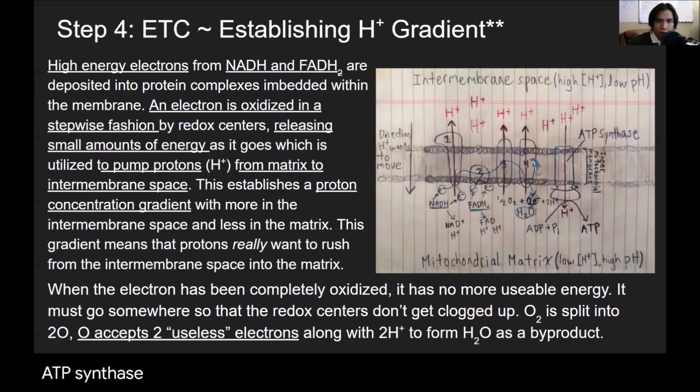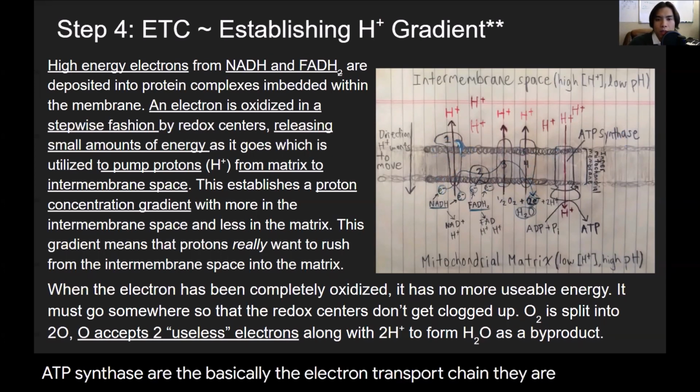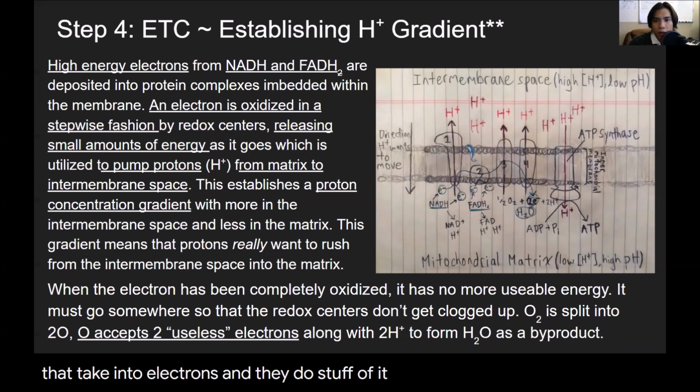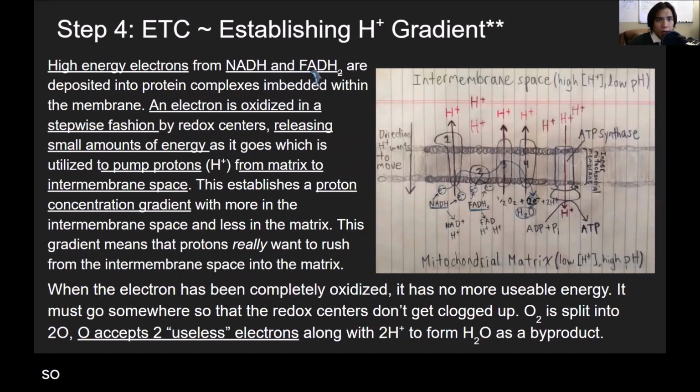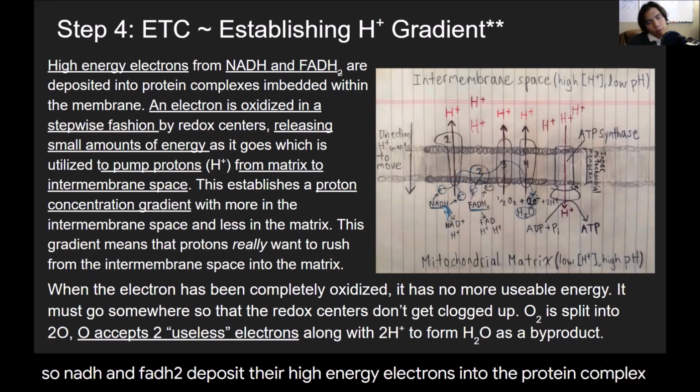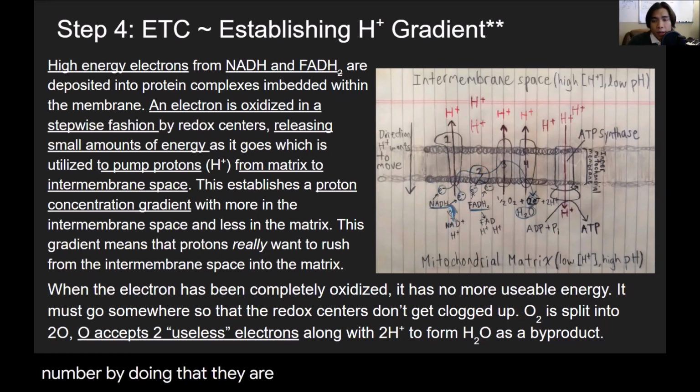So these protein complexes are basically the electron transport chain. They are the ones that take in the electrons and do stuff with them. And then our ATP synthase is the one that uses the proton gradient that these made. Let me explain that right now. So NADH and FADH2 deposit their high energy electrons into the protein complex. Remember, by doing that, they are becoming oxidized because they are losing energy, and the complex is becoming reduced because it just gained that energy.